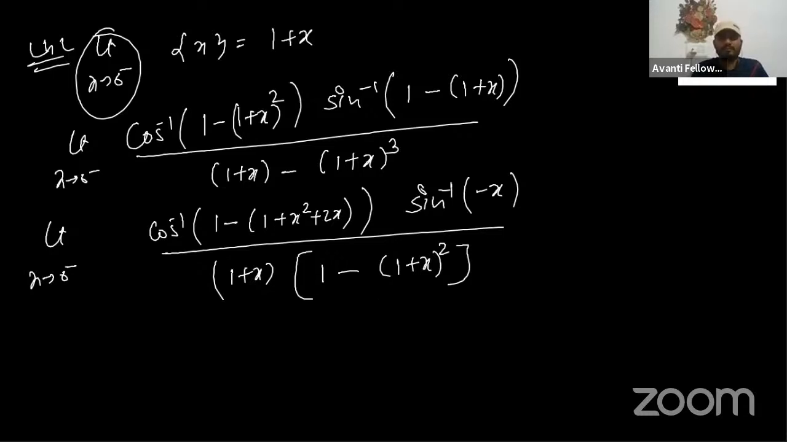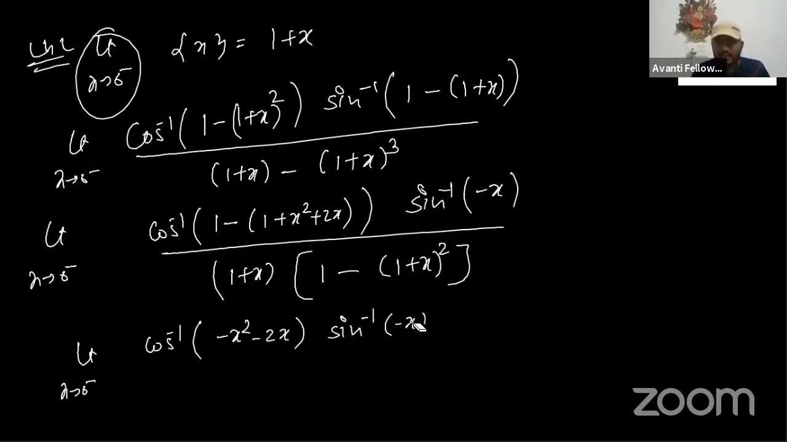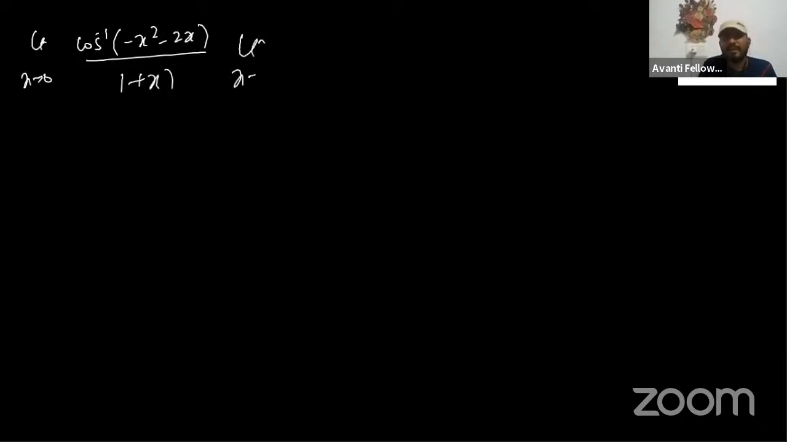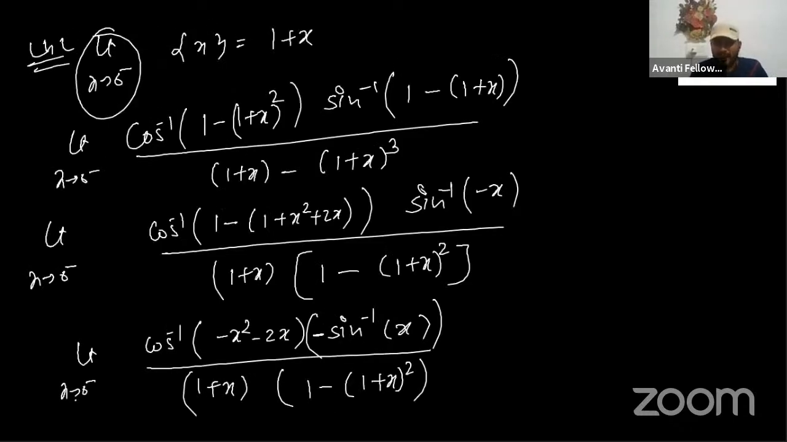Got it? Now, limit x is tending to 0 negative. This will become cos inverse, this 1 getting cancelled, you will get minus x square minus 2x. Sine inverse minus x, you can write as minus of sine inverse x. Yes or no? Upon 1 plus x and 1 minus 1 plus x whole square. So guys, when you put x equal to 0, these two have no problem. That means you can split into 2 parts. Limit x tending to 0, cos inverse of minus x square minus 2x upon 1 plus x, times limit x tending to 0 sine inverse x upon this, because I'm taking this negative sign.